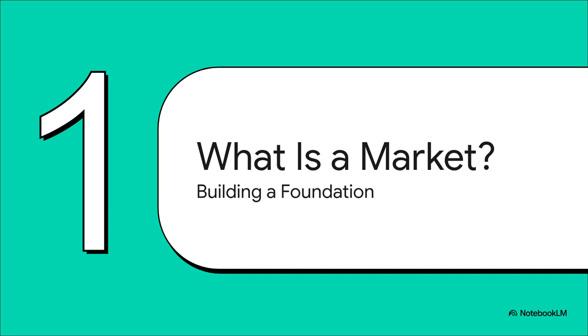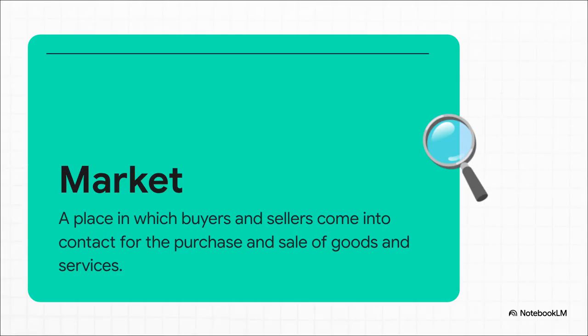Okay, first things first, we've got to build a solid foundation, right? So we're going to start with 2 really fundamental definitions that you absolutely have to know before we can even begin to talk about the different market types. So what exactly is a market? Well, it's not always a physical place. It's really any situation or system, like a physical store, an online shop, even a phone call that just lets buyers and sellers connect and make a deal.